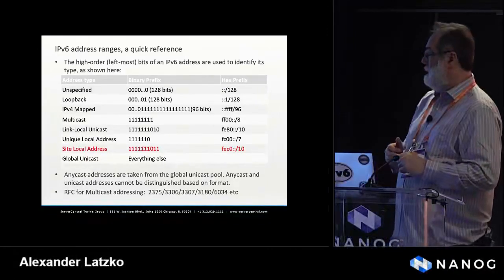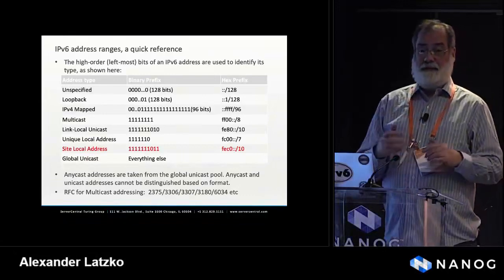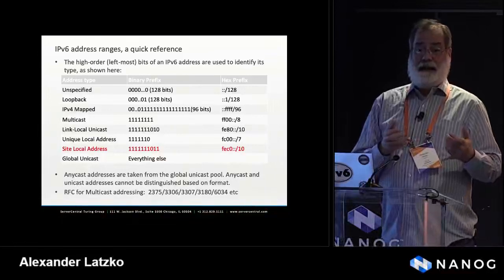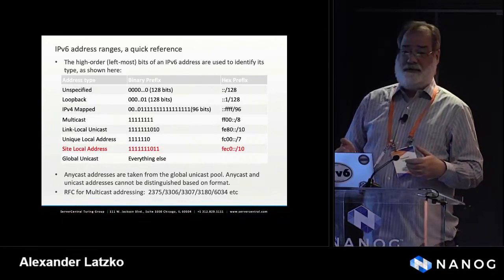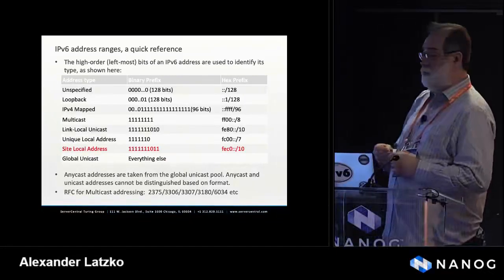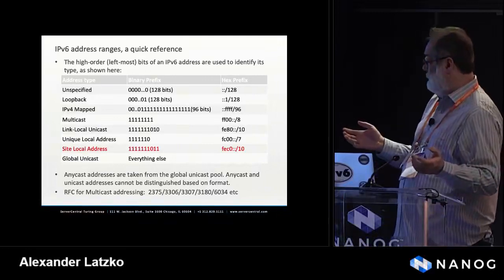Site local addressing has been deprecated. That was the predecessor to ULA. You can still use them if you were using them, but don't use them in new places. Make sense? And finally, global unicast, which is everything else. I think I have it on there, yeah.